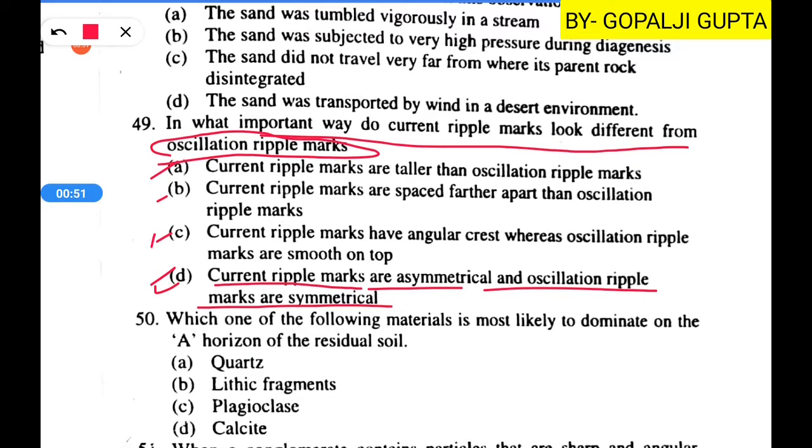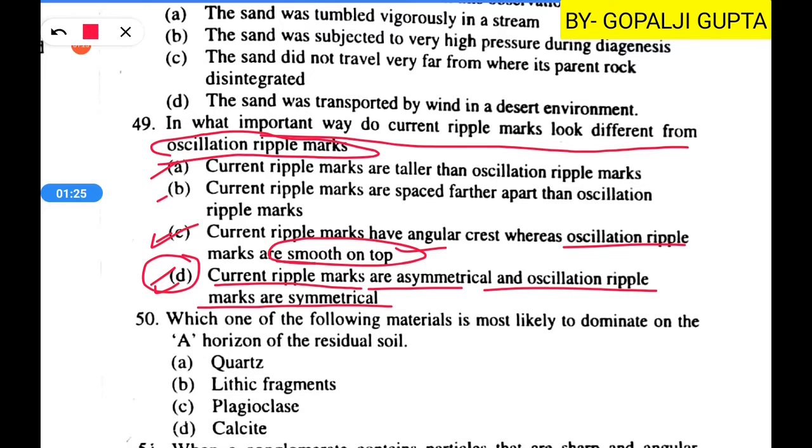You can see the third option, in which it is saying that current ripple marks have angular crests, whereas oscillation ripple marks are smooth on top. In some cases it is correct, but if we see large quantities of ripple marks from different areas, you will find that not every oscillation ripple is smooth on top. That's why the fourth option is our right answer.